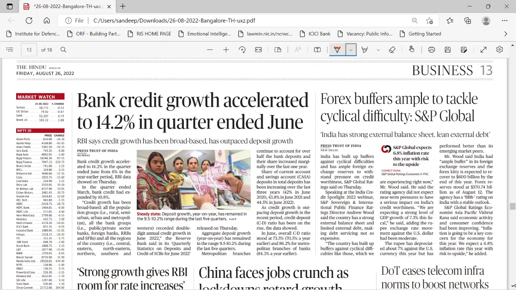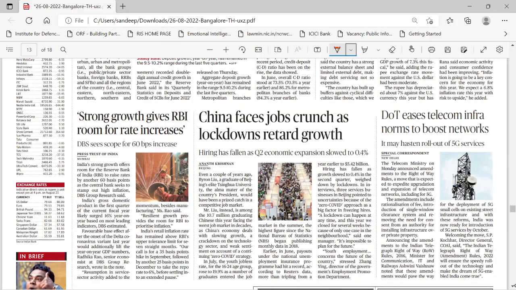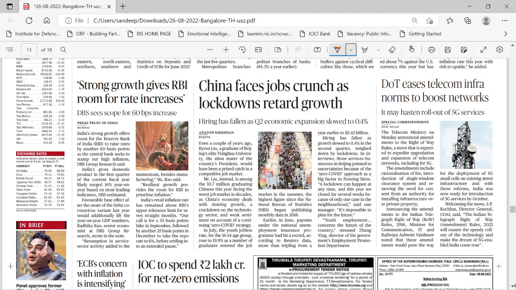See guys, every month there will be some analysis of the performance, not required. Analysis given by some companies, not required. A bank, something, not required. China faces job crunch, not required.